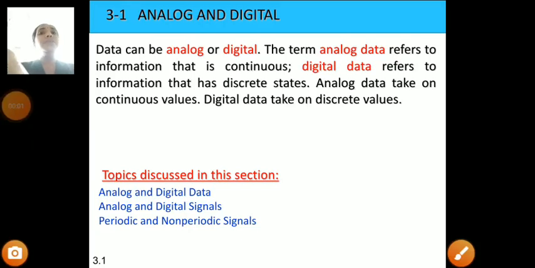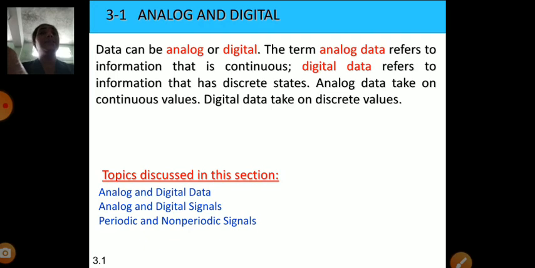Good afternoon everyone. Today we will be discussing the signals which are generated when data is being transmitted from one end to another end. There are two types of signals generated: one is analog and the other is digital.